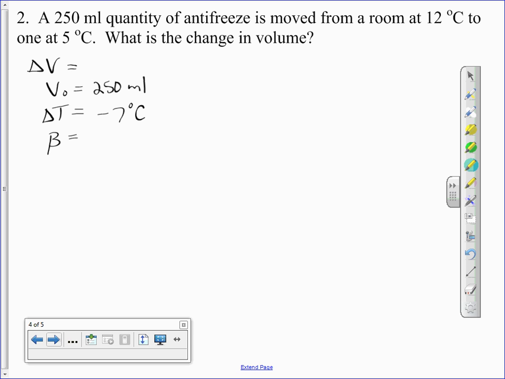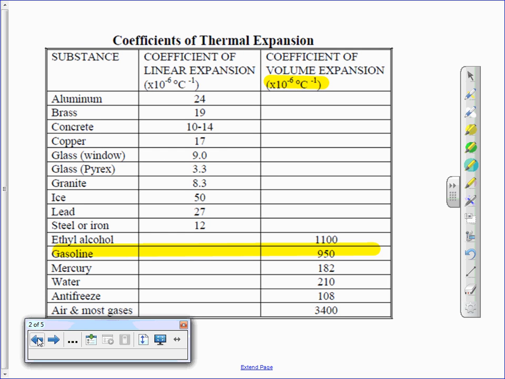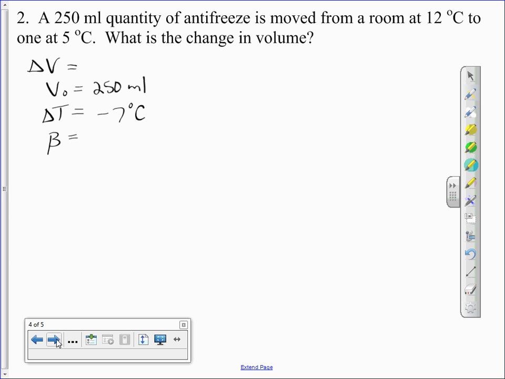And we are dealing with antifreeze. So again, I'm going to go back to the chart. I'm going to look for antifreeze, and she is right there. So this time the number is 108. Comparing that to the gasoline, because the number is less, means that antifreeze will expand or contract a lesser amount compared to the gasoline if there's the same temperature change. And once again, we're looking for the change in volume.